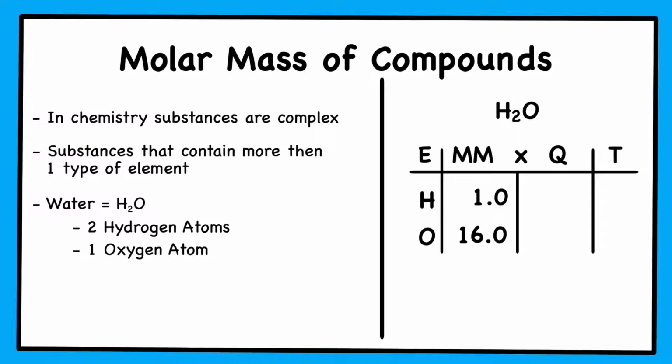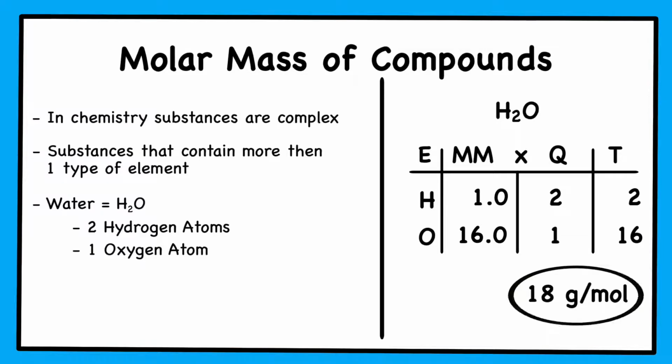Now I would look at my subscripts behind each element to tell me the quantity of each of them. If there is no subscript behind them, then it is understood that there is only one of that element. So there are 2 hydrogen atoms and 1 oxygen atom. Next, I would multiply my molar masses times the quantity to get my totals. So 2 times 1 is 2, and 16 times 1 is 16. My last step is to find my molar mass of the compound by adding up my molar mass totals. So 16 plus 2 gives me my total molar mass for water of 18 grams per mole.